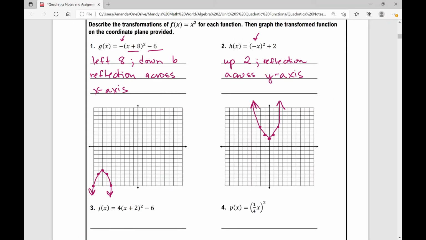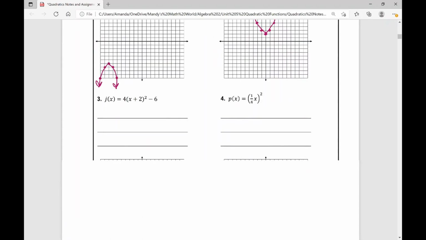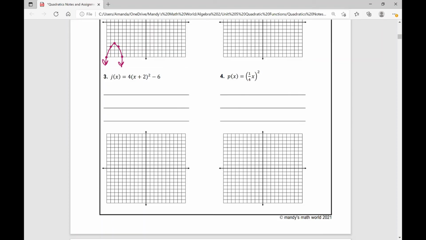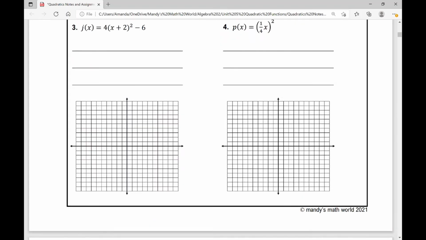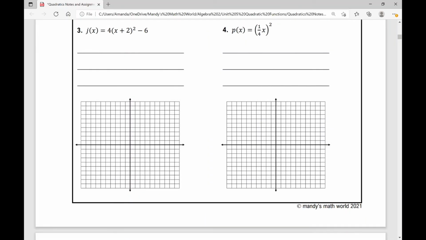And let's move on to the next two. Number 3. There's a lot going on with this one. J of x equals 4 times x plus 2 squared minus 6. So let's first talk about the horizontal and vertical translations. This right here tells me that my function is going to move left 2 and down 6. So let's write that down. Left 2 and down 6. Left 2, down 1, 2, 3, 4, 5, 6.